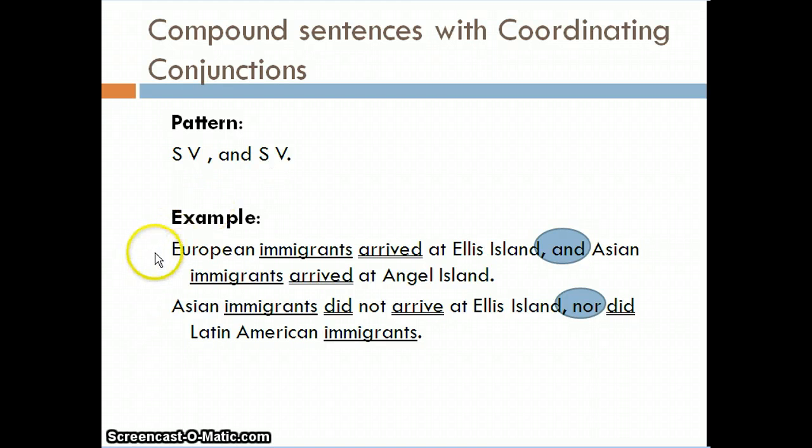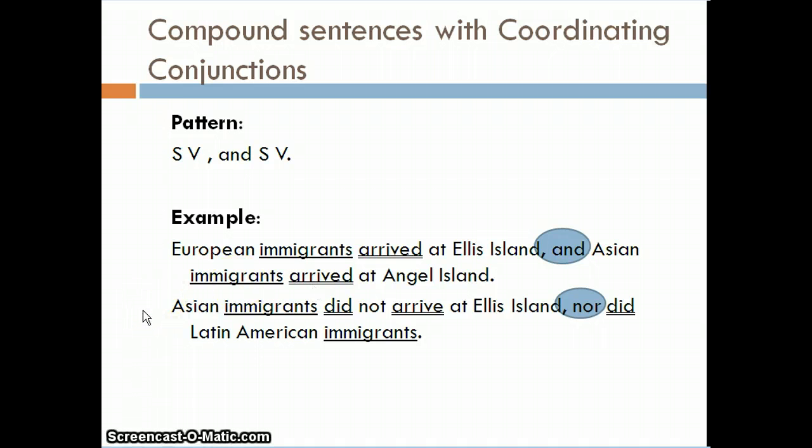So the example that we already looked at follows this pattern. European immigrants arrived at Ellis Island, and Asian immigrants arrived at Angel Island. So we have subject, verb, then our comma and the coordinate conjunction, then another subject and verb. And again, each of those is an independent clause.